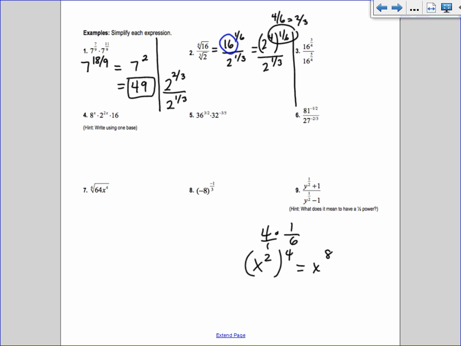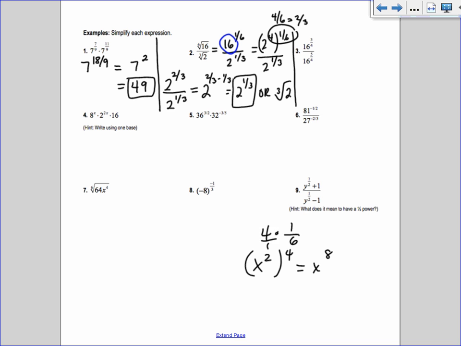4/6. All right, so then I subtract my powers. So I have 2 to the 2/3 minus 1/3. So I get 2 to the 1/3. You can leave your answer like that, or you can rewrite it. What's 2 to the 1/3? Alex? Cube root of 2. Exactly, either way. I'm fine with either one.